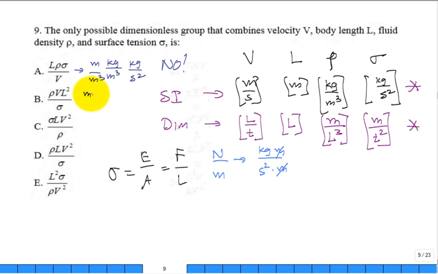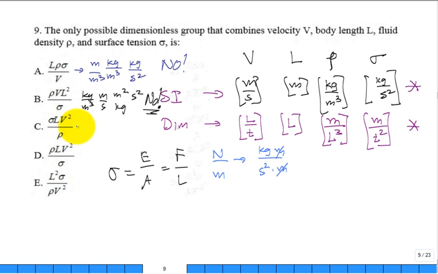This is mass per length. Here, let's do it this way. Kilogram per meter cubed times meters per second times meters squared times kilogram per second squared. Will that work? The seconds are going to mess it up, right? No. Professor, it's a lot easier to guess. No, we don't want to guess.